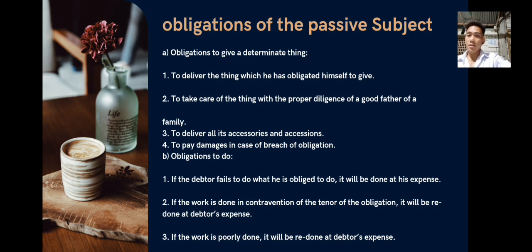And the second classification is the obligation to do. Under this, if the debtor fails to do what he is obligated to do, it will be done at his expense. Also, if the work is done in contravention of the tenor of the obligation, it will be redone at the debtor's expense. And third, if the work is poorly done, it will be redone at the debtor's expense. So those are the obligations of a passive subject.